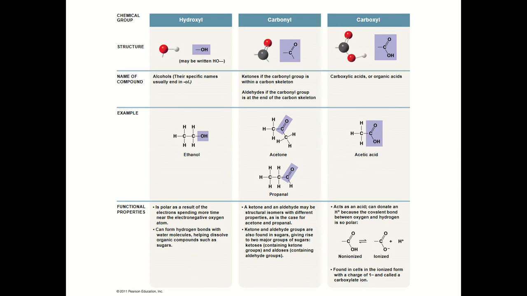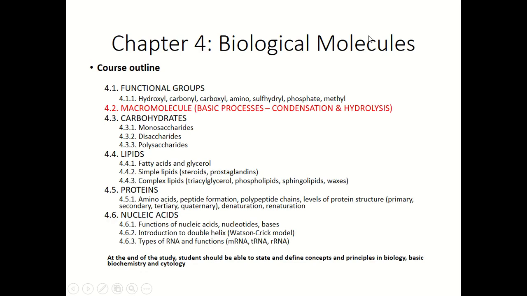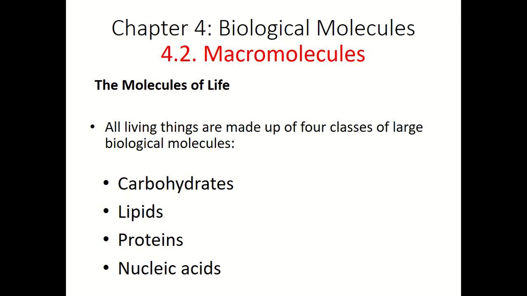Okay, therefore the seven functional groups that we have learned just now are the hydroxyl group, carbonyl group, carboxyl group, amino group, sulfhydryl group, phosphate group, and last but not least, the methyl group.